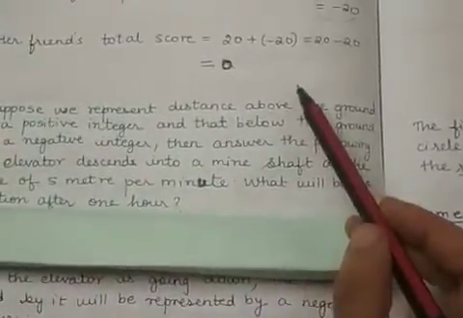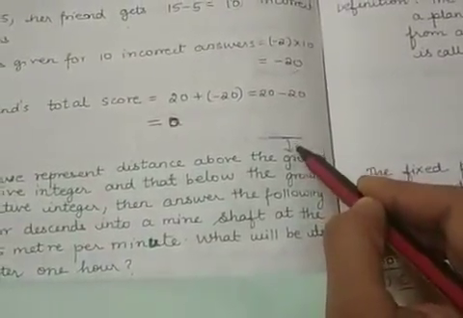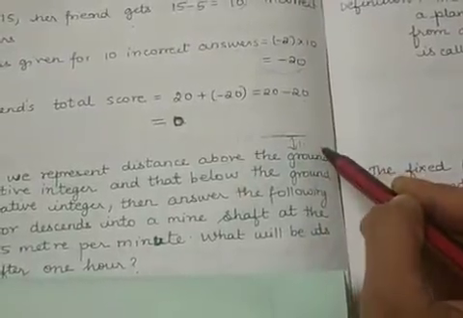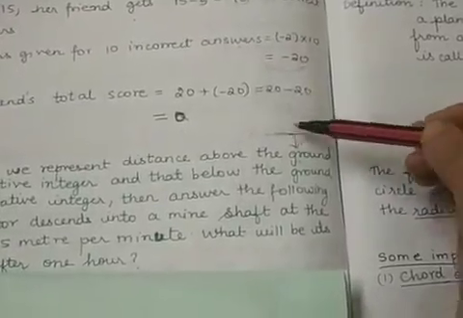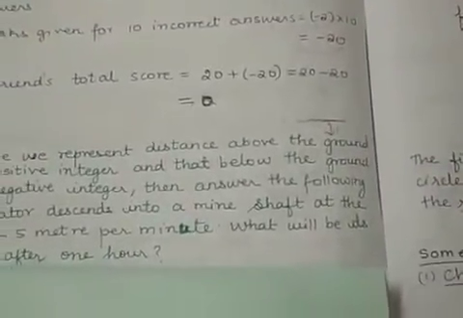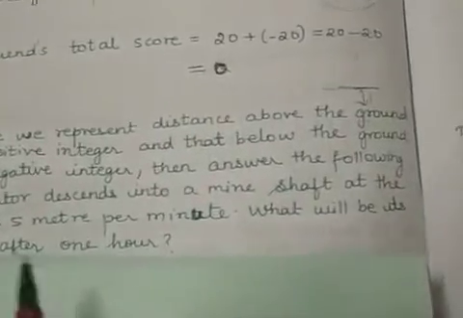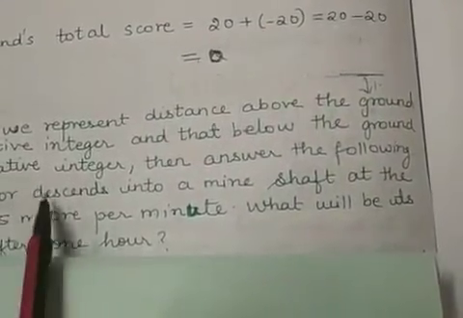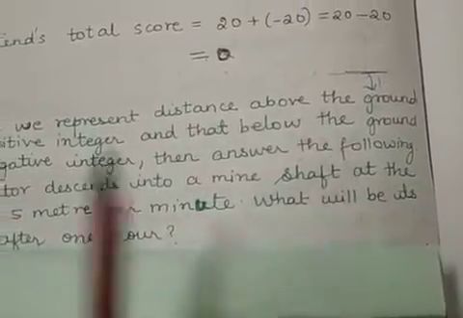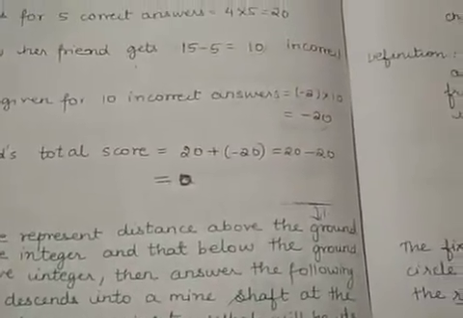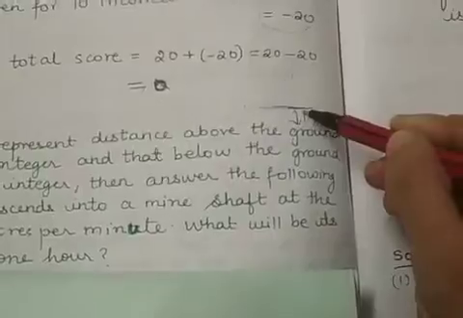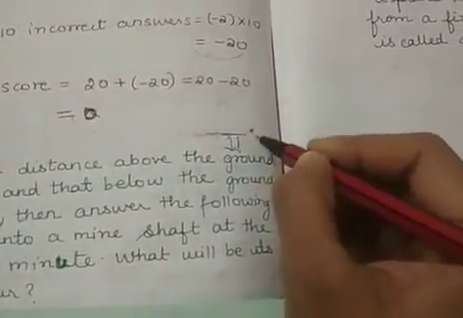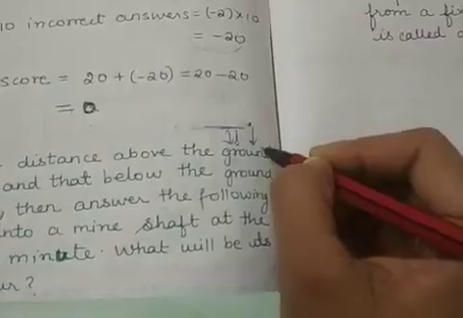So you have an elevator on the ground, and if this elevator goes below the ground, then whatever distance is covered is given by a negative integer. But if the elevator goes above the ground, then that distance which is covered is given by a positive integer. Now what is given in the question is an elevator descends into a mine shaft at the rate of 5 meters per minute. Means every minute it goes 5 meters below the ground. So if it was here, after 1 minute it will go 5 meters below the ground.